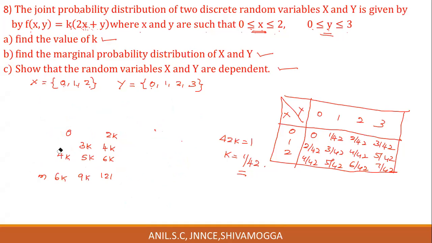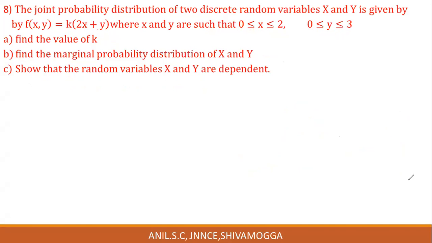Using this table, you can construct marginal distribution table. Marginal distribution for x and the marginal distribution for y. This part, find marginal probability distribution of x and y. We are running out of the time. You do it by yourselves at your home. We have less than 1 minute left. Find the marginal probability distribution of x and y. You do it and show that the random variables x and y are dependent. Thank you.